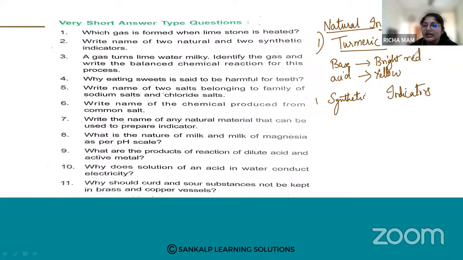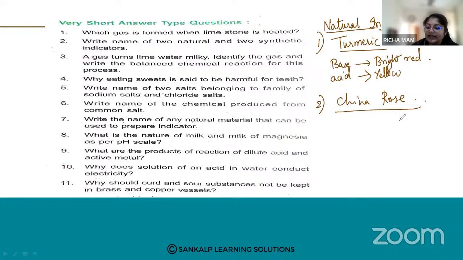Another natural indicator you can take is China rose. China rose also is a natural indicator. It produces a red color when its petals are soaked in water. China rose looks like a hibiscus flower. So they have asked for two natural indicators: turmeric and China rose.